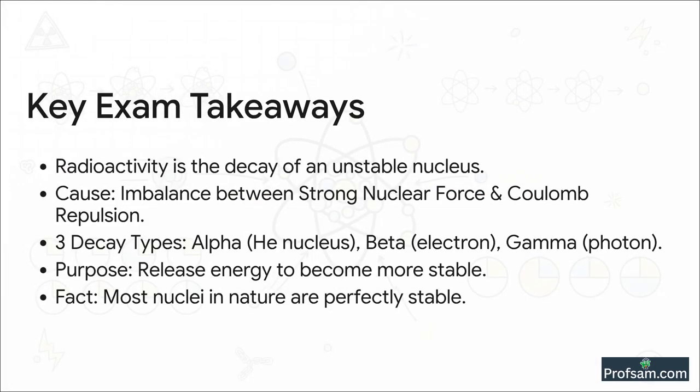So, for your exam, what are the key takeaways you absolutely must remember? Let's quickly revise. First, radioactivity is simply the breakdown of an unstable nucleus. Second, the cause is a battle between the strong nuclear force and Coulomb repulsion. Third, the three types of decay are alpha, which releases a helium nucleus, beta, which releases an electron, and gamma, which releases a photon of energy. Fourth, the whole goal of decay is to release energy and become more stable. And finally, please remember, most nuclei are stable, radioactivity is the exception.